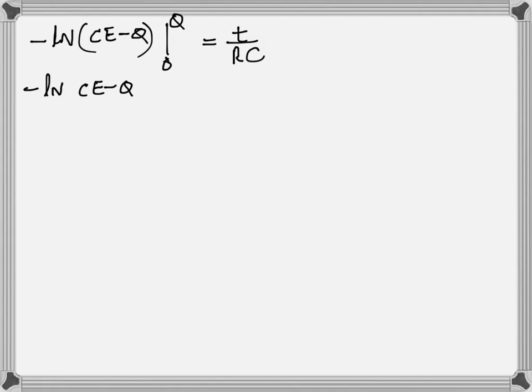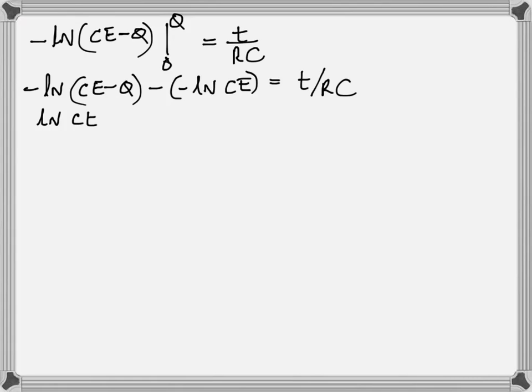So your first term will be negative natural log CE minus Q. What's your next term? Negative of negative, isn't it? It should be minus, minus. Okay, so it's going to be that minus, again minus, natural log CE, because Q takes value 0. That's equal to T by RC. And of course that becomes a positive.